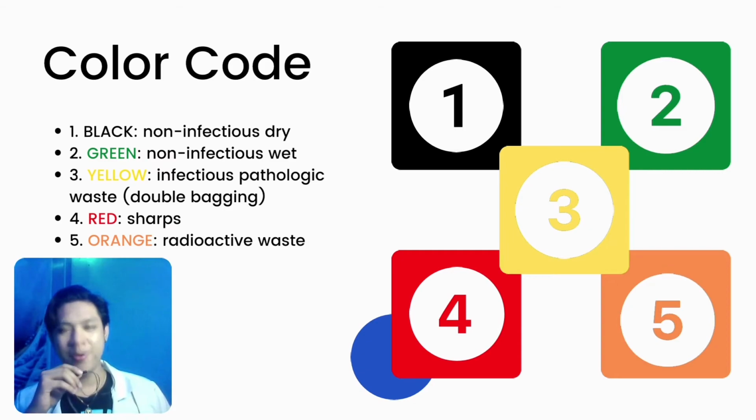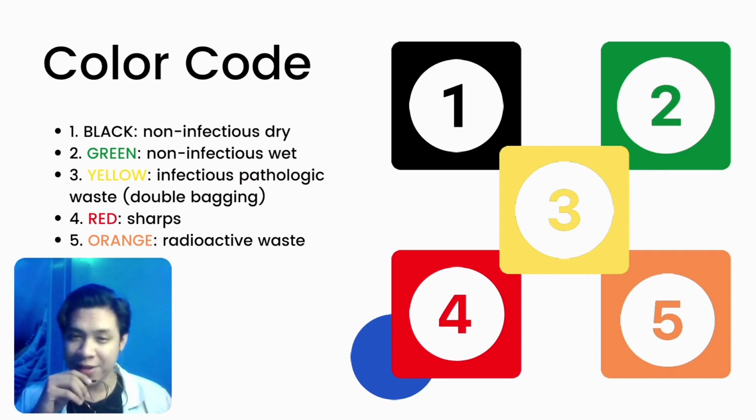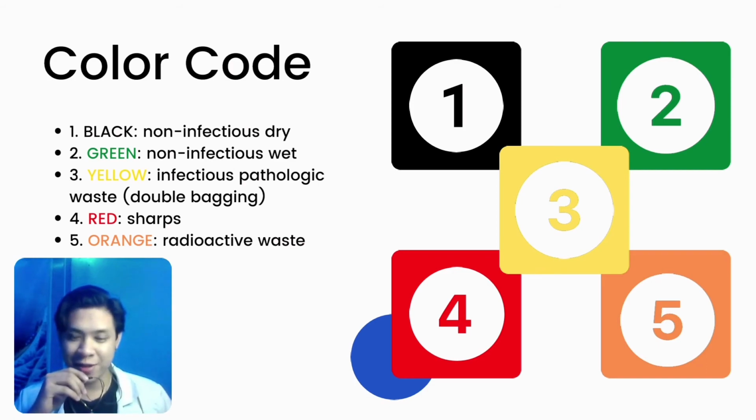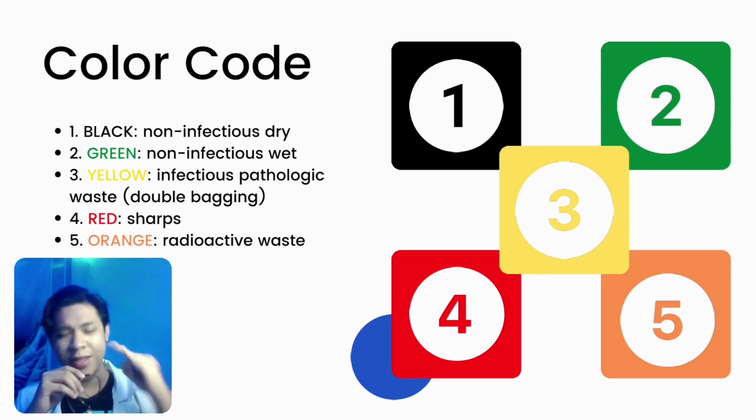Number 4, the color red. These are for our sharps, which includes needles, syringes, broken glass, and even knives and scalpels. And last but not the least, we have our orange bin at number 5, which includes radioactive waste. And some examples here are tritium, technetium-99, iodine-131, cobalt, and gallium-67. But that's it for our color coding scheme.